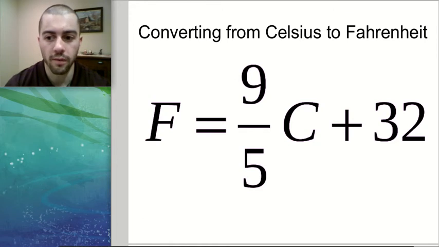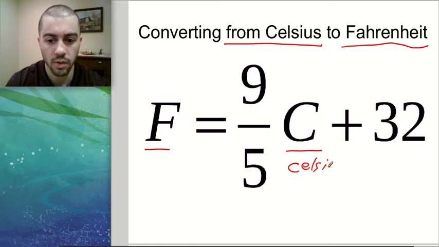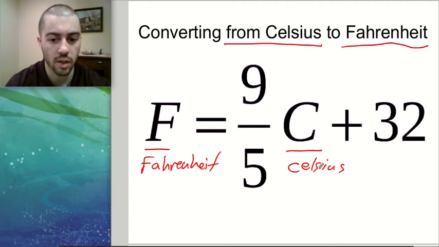Okay, so the formula for converting from Celsius to Fahrenheit is F = 9/5 times C, our Celsius temperature, plus 32. So C is our Celsius temperature, and F is our Fahrenheit. If we have the Celsius temperature, all we need to do is plug it into the variable C, and then do the math and solve for F. Fahrenheit is already solved for, so all we have to do is plug in Celsius, do the math, and solve from there.